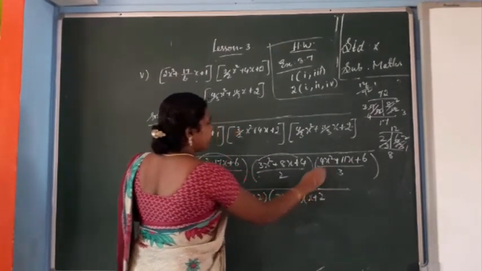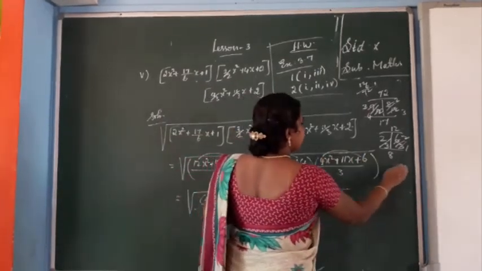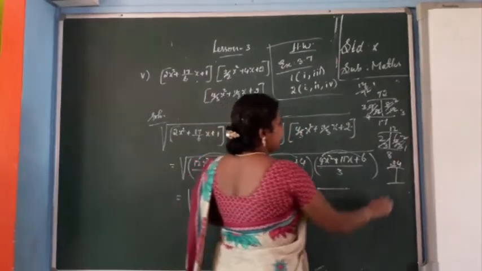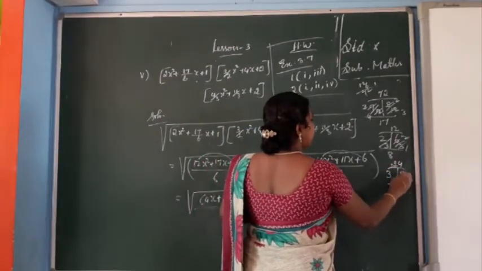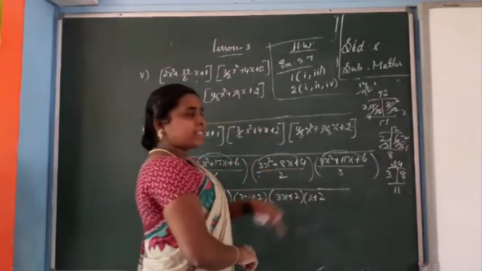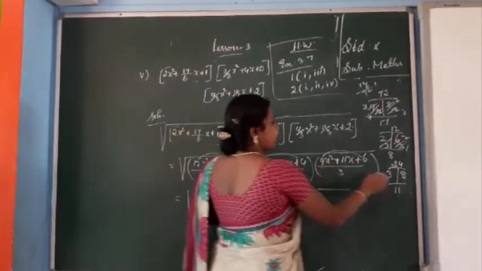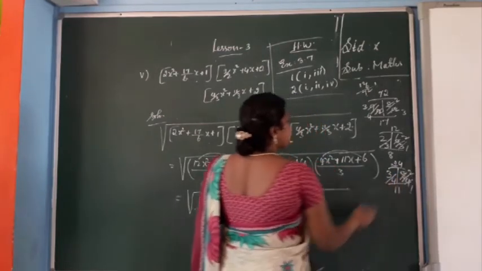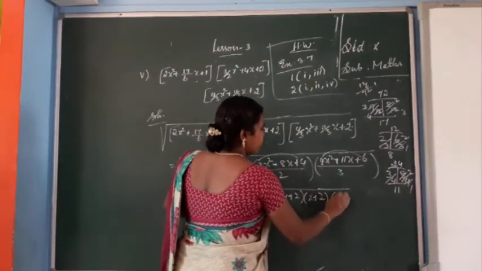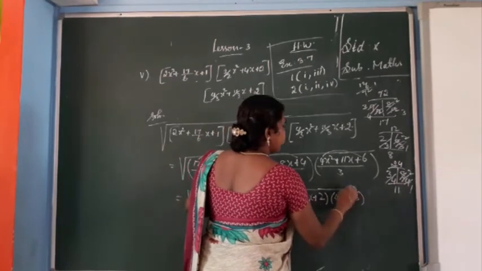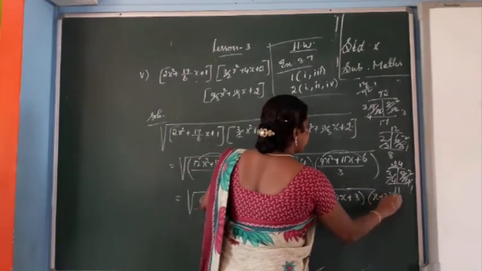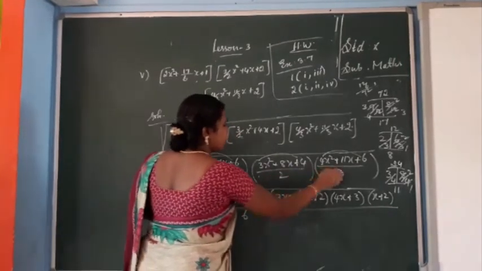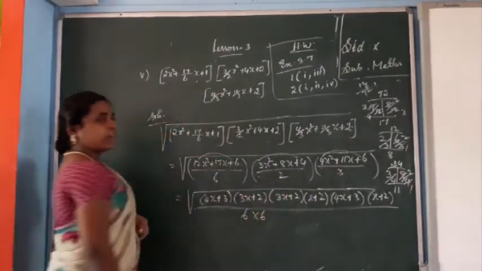Okay, next the third one. So for 4x, multiplication is 24 and addition is 11. What are the numbers? 3 8s are 24, 3 plus 8 is 11. So the coefficient of x square is 4, so divide by 4. 1 4 is 4, 2 4s are 8. So the factor is 4x plus 3 into x plus 2. Okay, you factorize. Then you see the denominator. Actually, 1 6 is there, one more 2 into 3, 6. So 6 into 6.